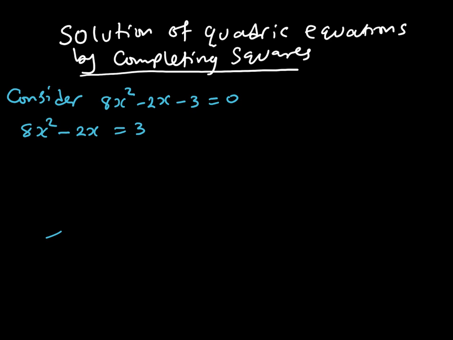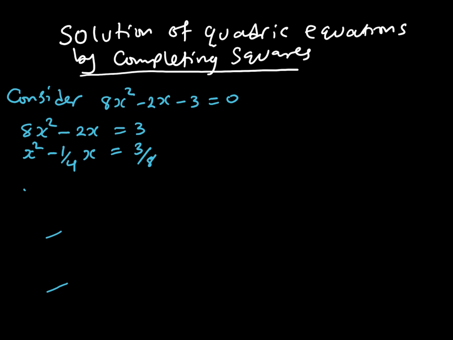Okay, next step, divide through by the coefficient of x squared, and in this case it is 8. So let's divide through by 8. We have x squared minus 1 over 4 of x is equal to 3 over 8. Okay, what's the next step? The coefficient of x is multiplied by a half. Square the result and add on both sides.